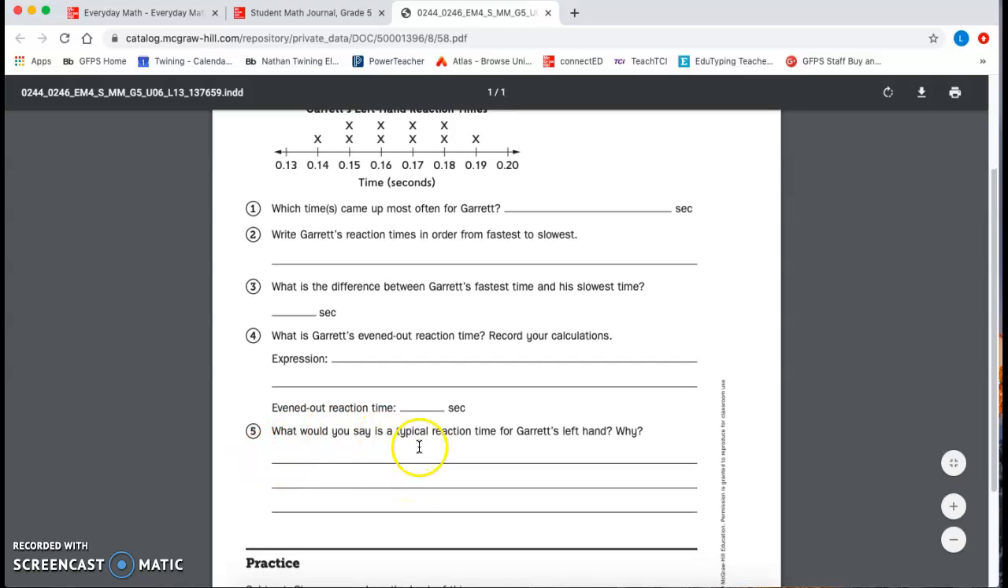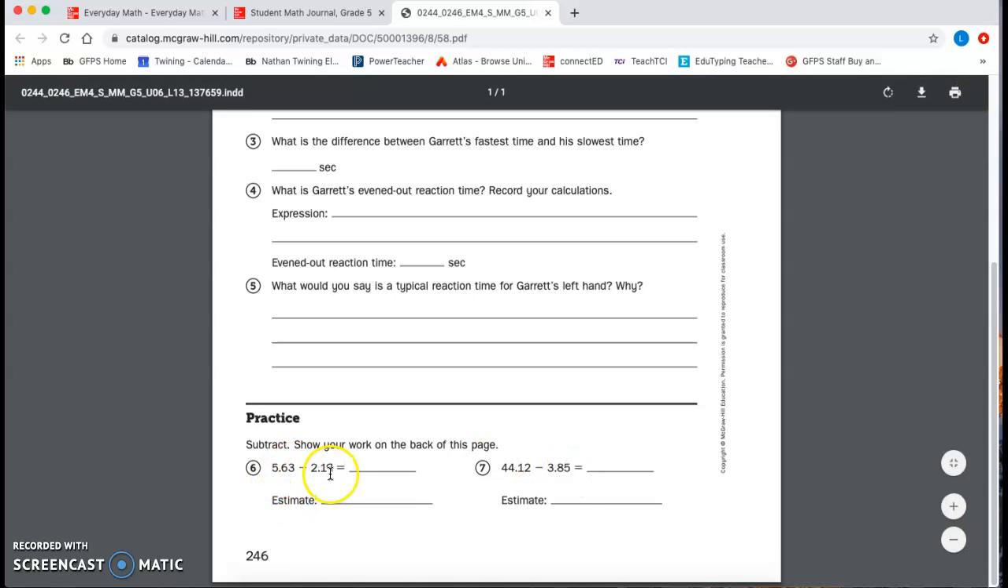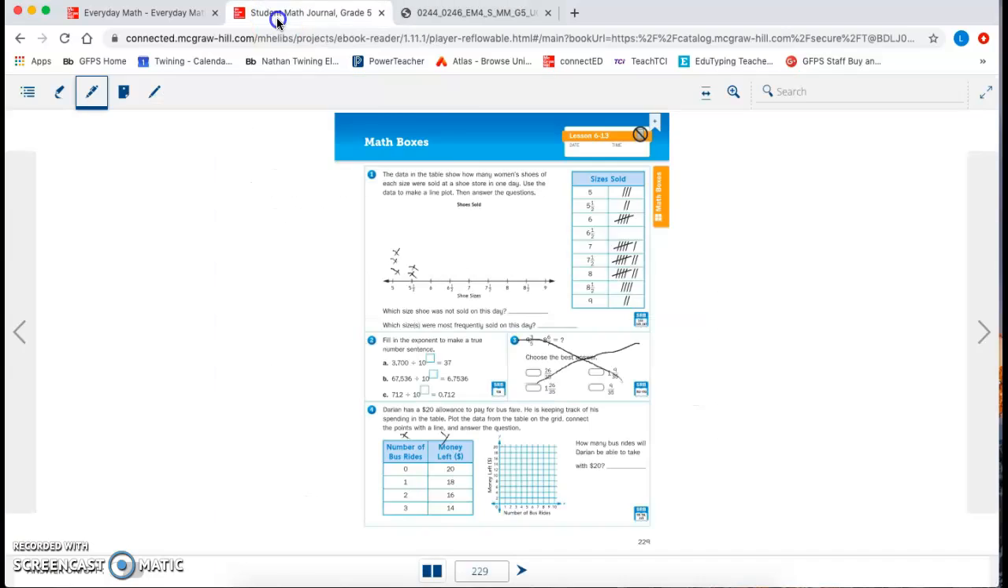And what would you say is the typical reaction time for Garrett's left hand and why? I'm curious to see what your answers are to that. And then we just have a little practice with some subtraction using decimals. Make sure that you keep those decimals lined up. They both have two numbers right at the decimal place, so you should be able to keep those lined up nicely.